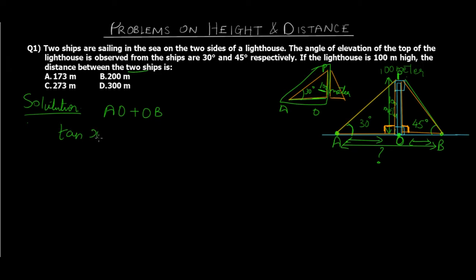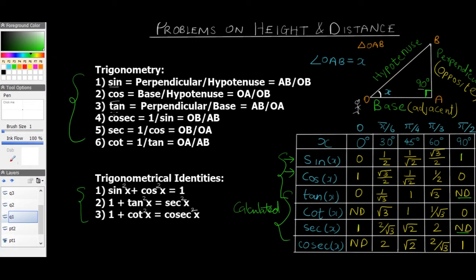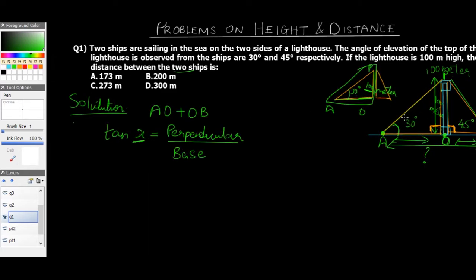Now we know tan of x is equal to perpendicular upon base. So let me just show you. We have tan of any angle is equal to perpendicular upon base. So in this case, x is going to be this 30 degree. So we have tan of 30 is equal to perpendicular, which is 100 meters. So I'll say 100 upon base. Now base in this case is going to be this AO value. So we have AO.